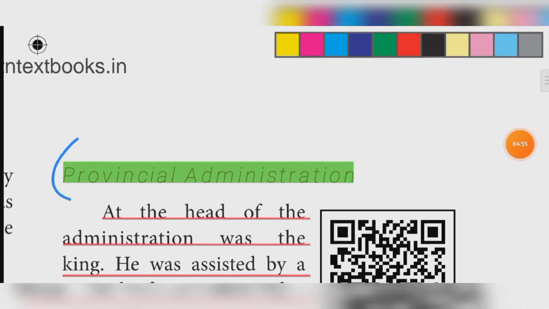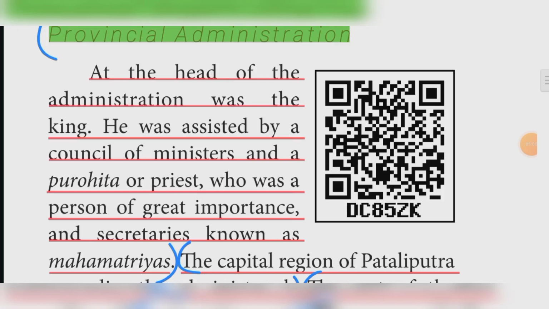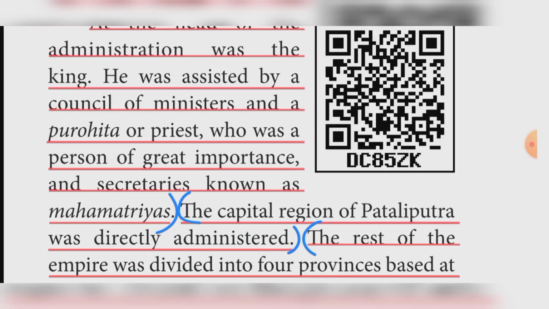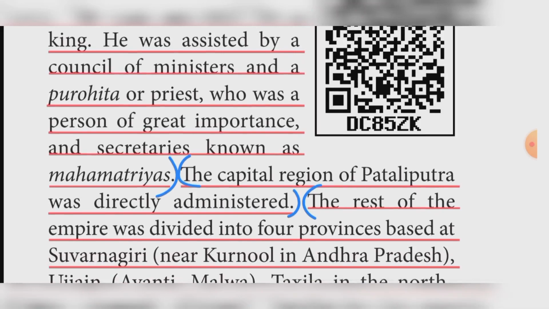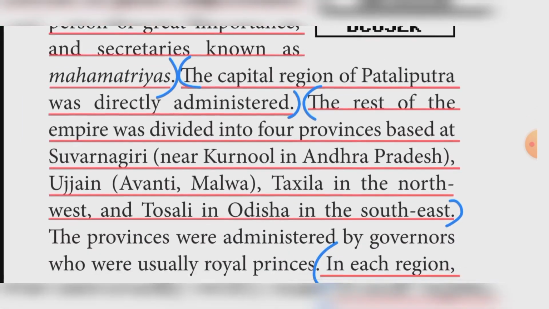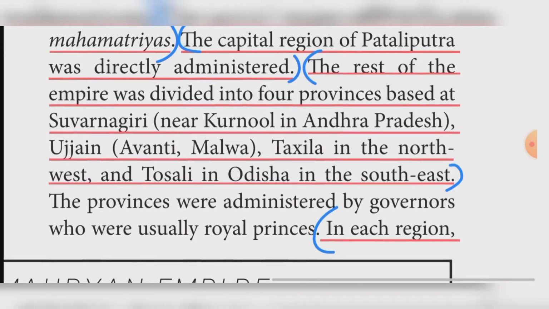Next heading, provincial administration; write a topic and write these points for it. At the head of the administration was the king. He was assisted by a council of ministers and a purohita or priest who was a person of great importance, and his secretaries known as Mahamatriyas. The capital region of Pataliputra was directly administered. The rest of the empire was divided into four provinces based at Suvarnagiri near Kurnool in Andhra Pradesh, Ujjain, Avanti, Malwa, Taxila in the northwest, and Tosali in Odisha in the southeast.